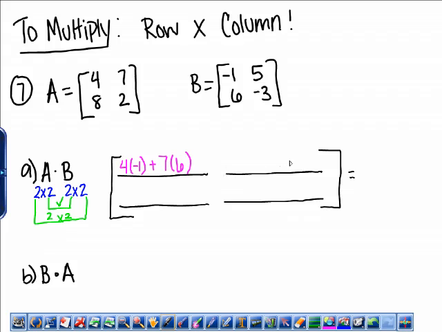Okay, now let's fill this spot. That's the first row, but the second column. So first row, second column. So I'm going to do 4 times 5 plus 7 times -3.